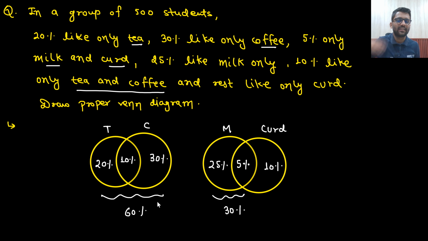And how many percent are there who like either tea or coffee? They can like tea as well or they can like coffee as well. Either tea or coffee, that means 60%. Either milk or curd, 40%. These kinds of things they can ask.